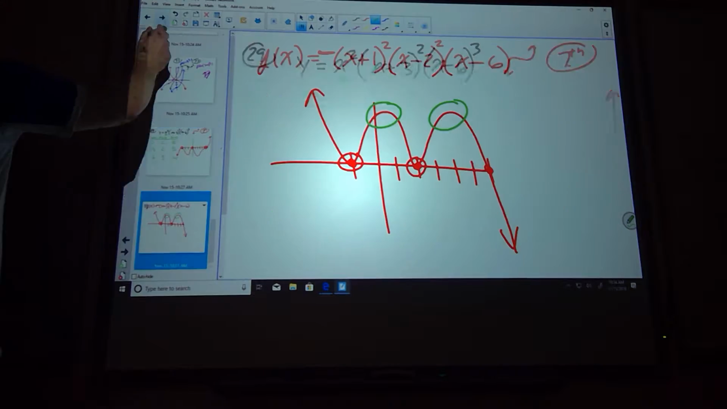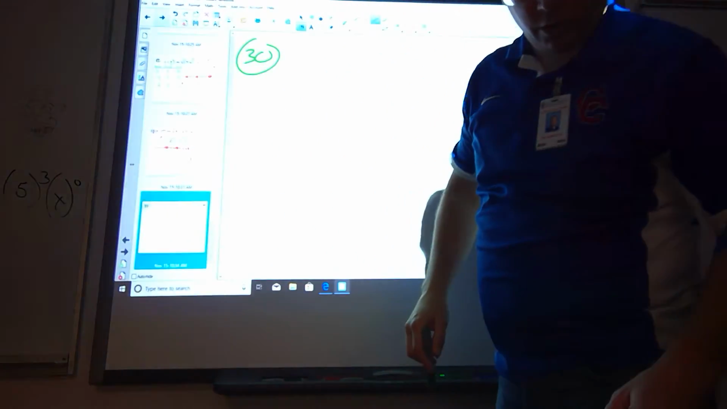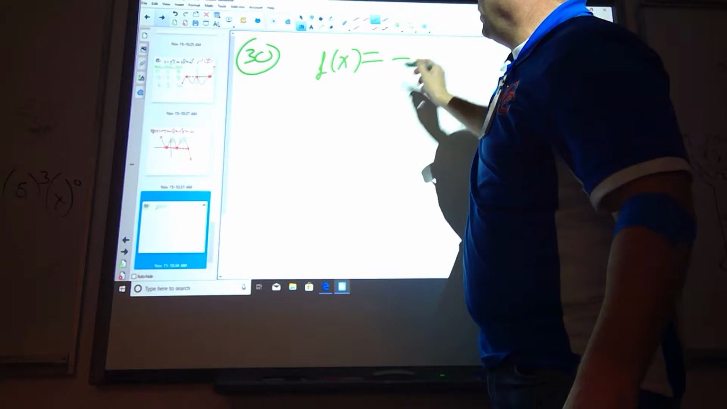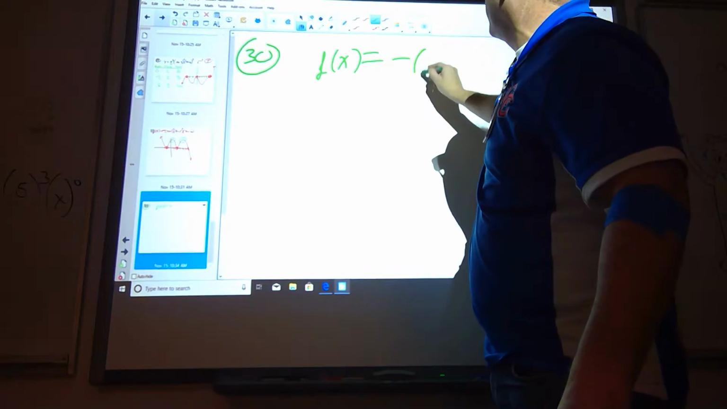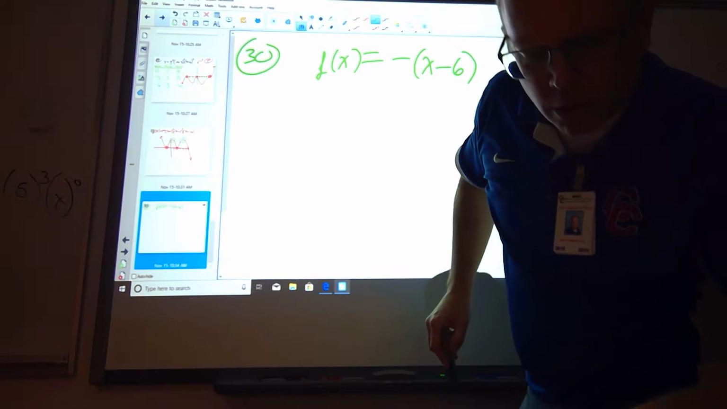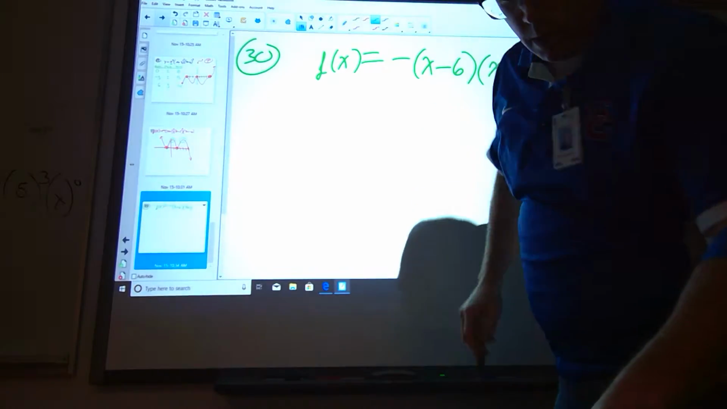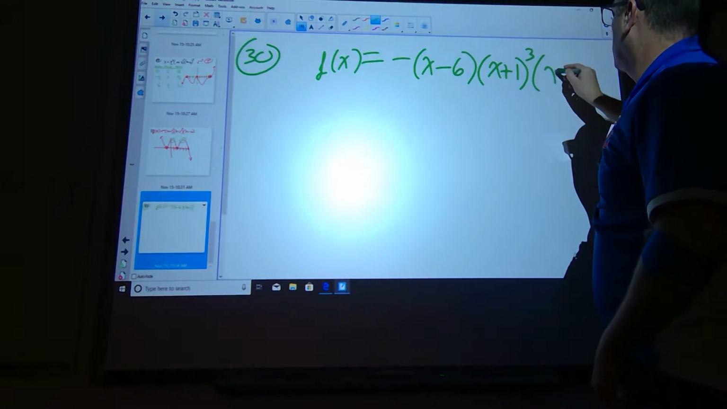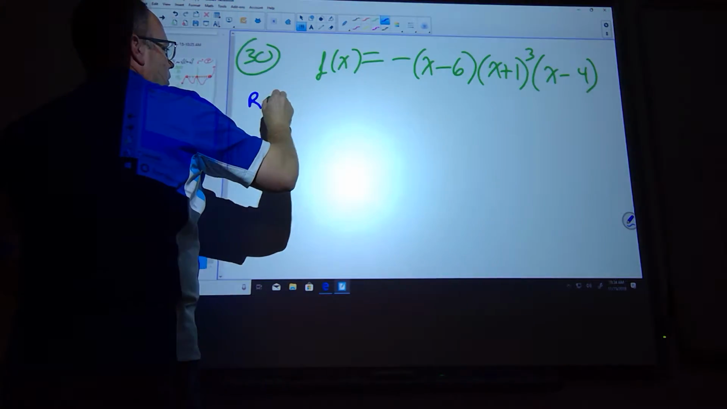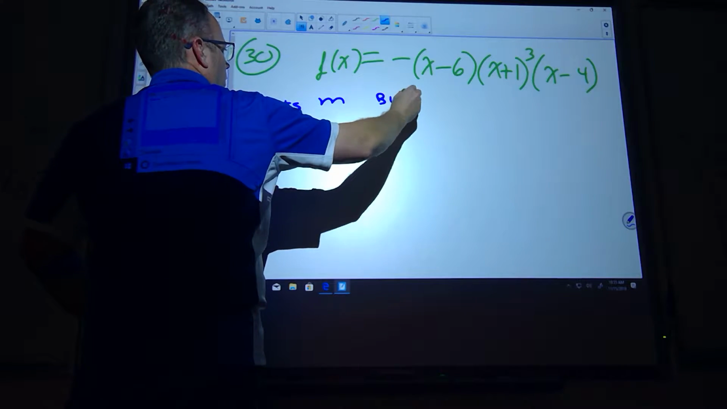All right, let's try number 30. Number 30 says f of x. It's got a negative out front, so we know it's going to be an opposite looking graph. It might both be down, or it might be just flipped over. x plus 1 to the third, and x minus 4. All right. So roots, multiplicity, and bounce, wiggle, or cross.